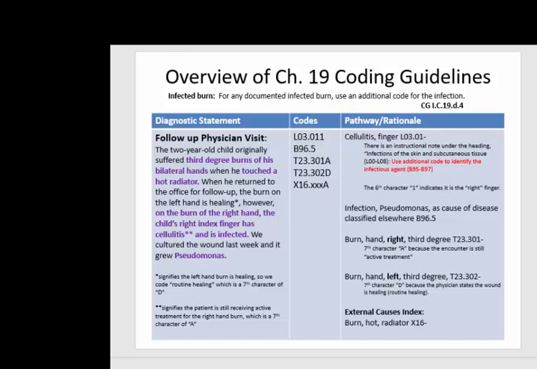There's an instructional note that tells the coder to identify the infectious agent. In the previous visit, the physician had cultured the wound and knew that Pseudomonas is the infectious agent, so we code that. Then we're going to code the burns with different 7th characters. The right-hand burn is going to have a 7th character of A, because we're still working on those fingers, and the left-hand burn, a 7th character of D for routine healing. And the last code is the external cause code.